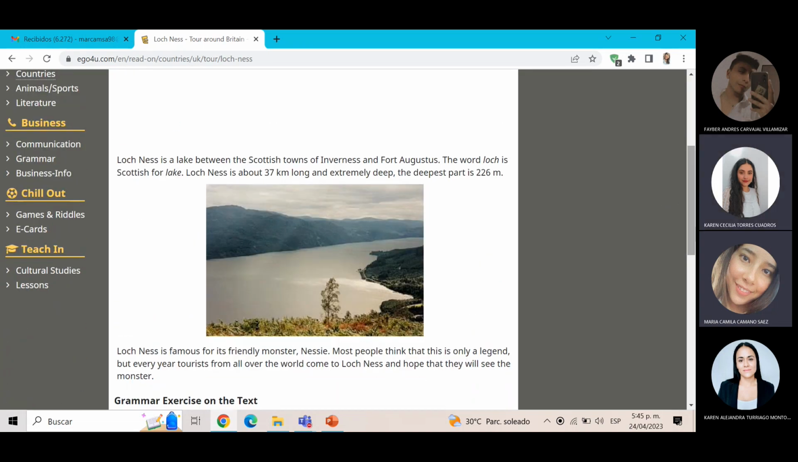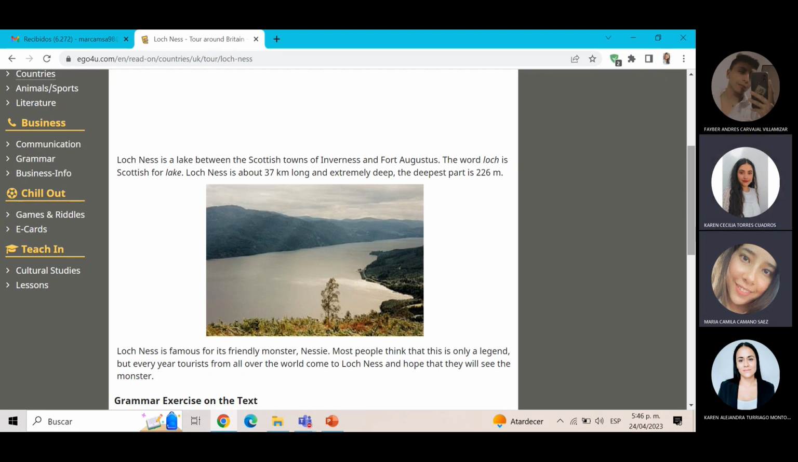Me. Okay, go ahead. Loch Ness is a lake between the Scottish town of Inverness and Fort Augustus. The word loch is Scottish for lake. Loch Ness is about 37 kilometers long and extremely deep. The deepest part is 226 meters. Continue.